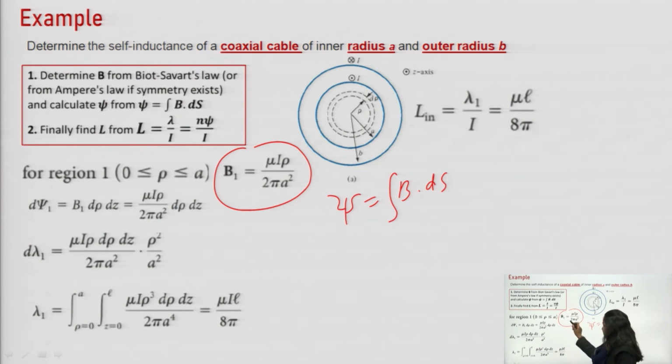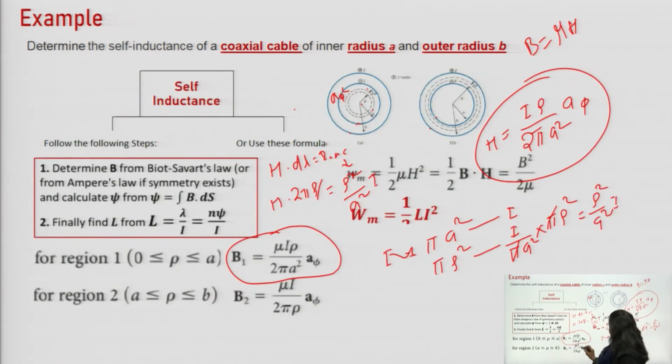We have the value of B as this one. S is nothing but the area through which this B is crossing, and that area is d rho multiplied by dz. Why? Because the direction of area, as we have seen in the first slide, is a phi. In cylindrical coordinates we have three parameters: rho, phi, z.